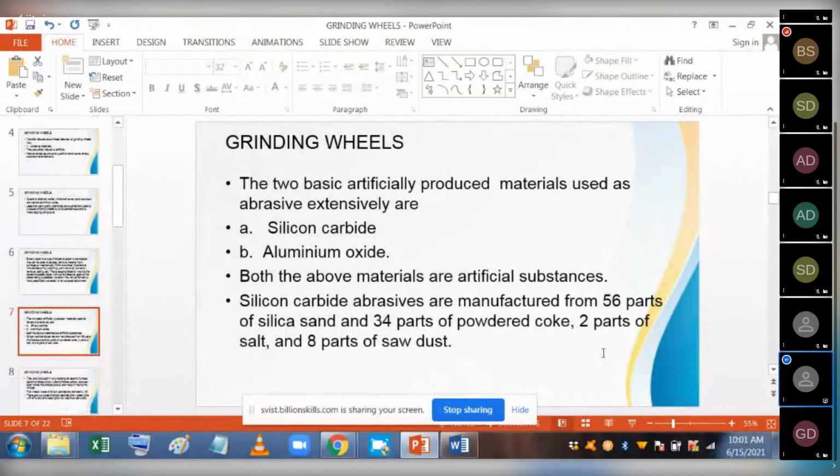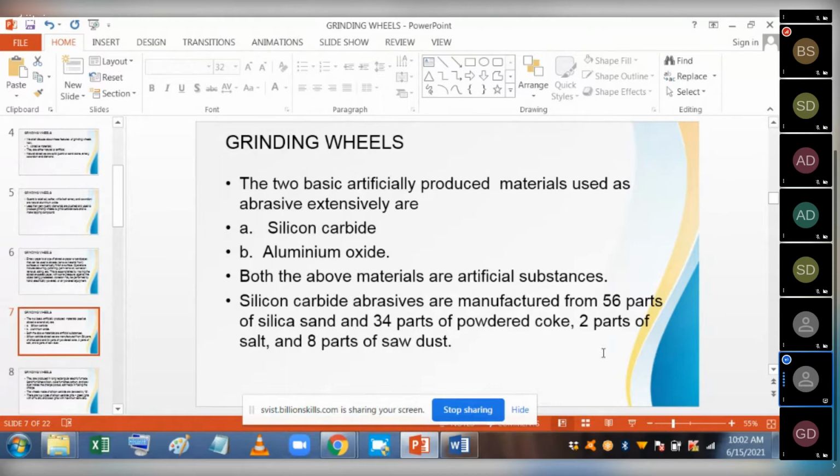The two basic types are natural and artificially produced abrasives. We have actually finished the natural abrasives, which, as we said, are emery, corundum, diamond, and sandstone. Now, the artificial materials which are used extensively in grinding wheels, this is very important. One is silicon carbide and another is aluminium oxide. Both are used as abrasive material for grinding wheels.